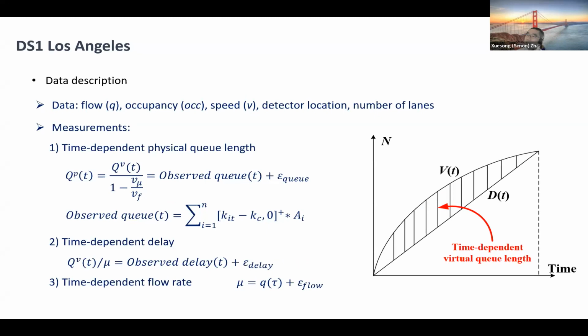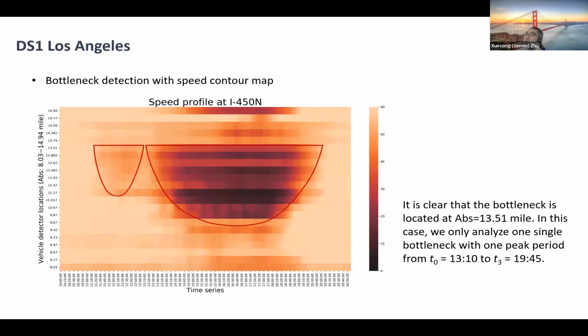From the PeMS database, we have flow, occupancy, and speed, and then we are able to map this queuing function to a polynomial queue, as we can see here. This is the bottleneck location. This is the arrival rate direction. This is the potential approximated polynomial representation of the queue profile. In this case, we do see T0 is 1 p.m., T3 is 7:45 p.m.